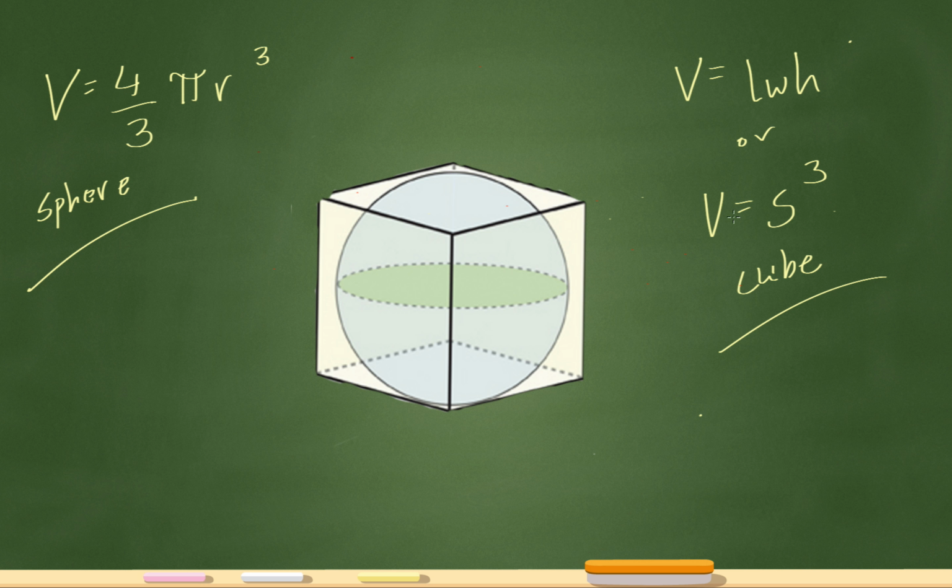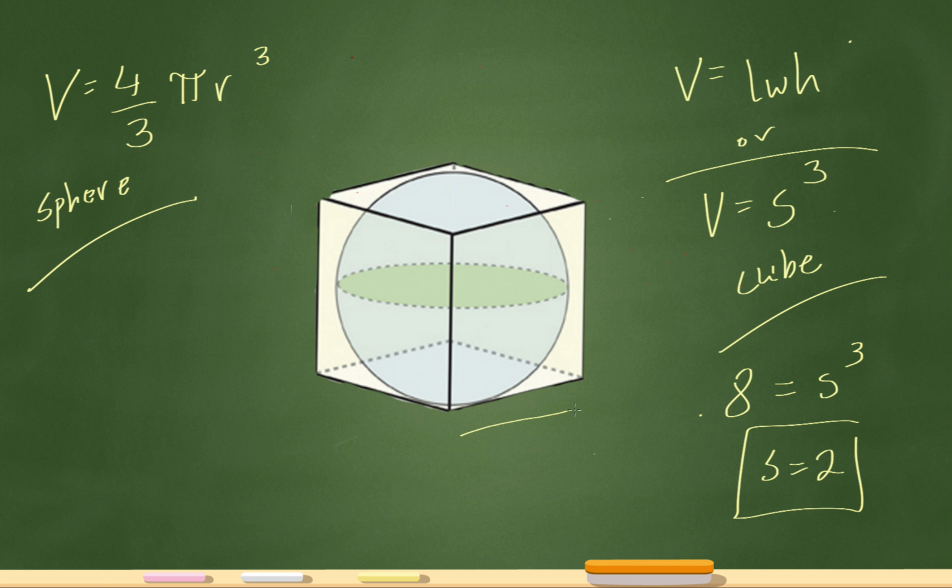a volume of 8. So now if this cube has a volume of 8, and I know that the volume of a cube is side cubed, so 8 equals side cubed, and the side will be 2. So the length right here is 2, 2, and 2. So the length is 2 across there.